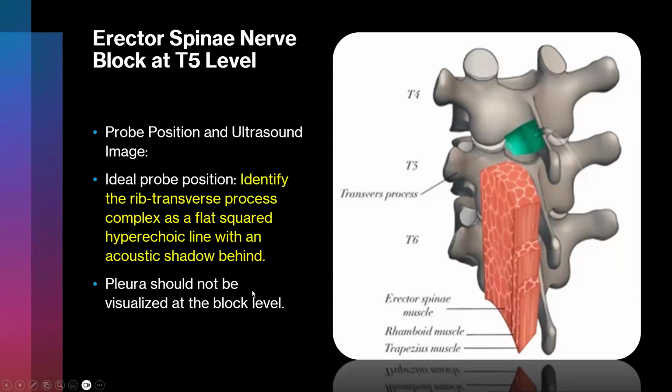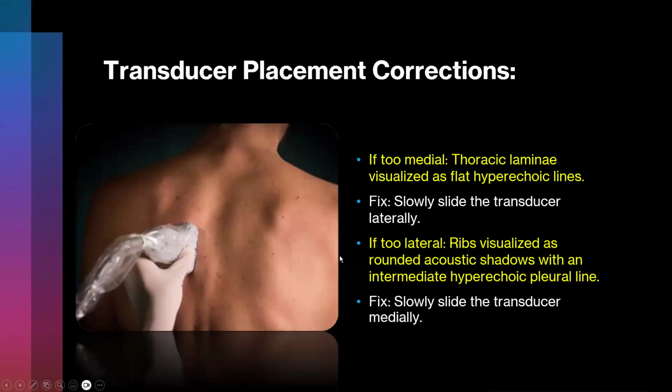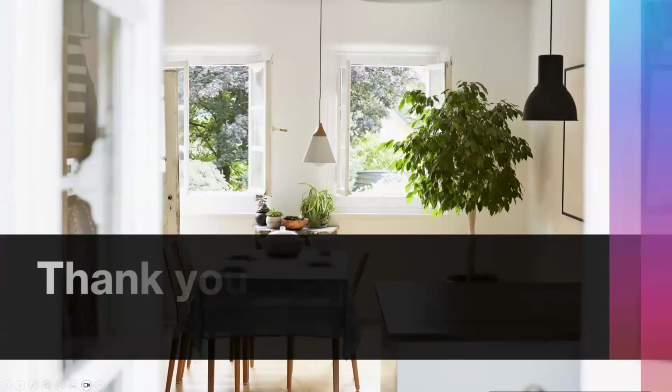While we are injecting at this point, we will be able to see pleura above and below, but at the block level, the pleura should not be there. Okay, now if it is too medial, you might see the lamina. If it is too lateral, you might see the rib. So you have to come in between. That is very important to identify the squarish transverse process.